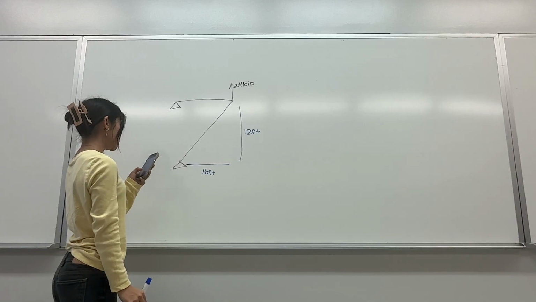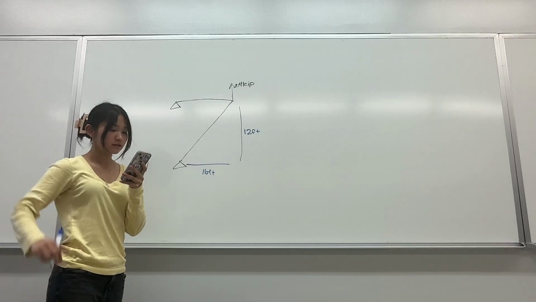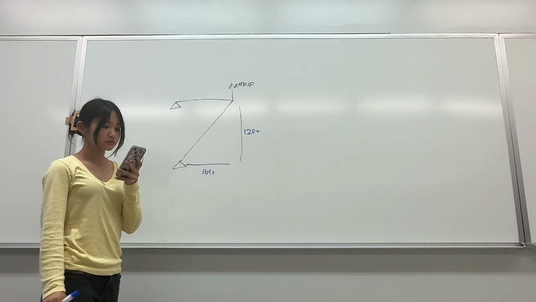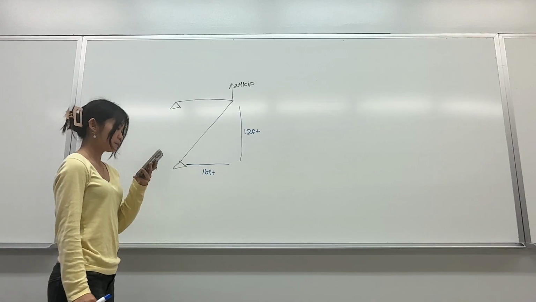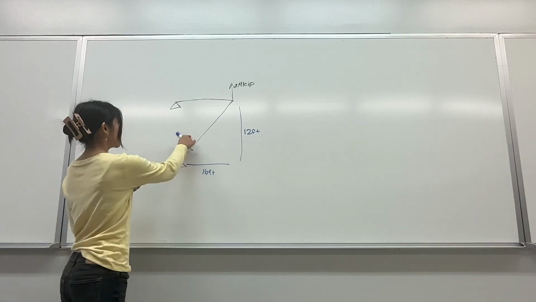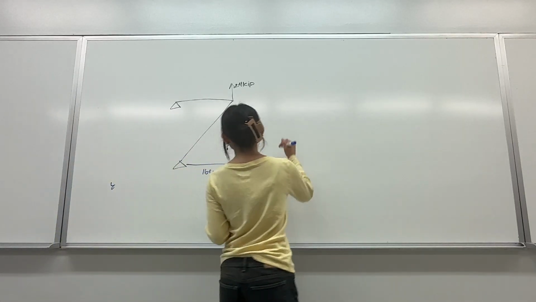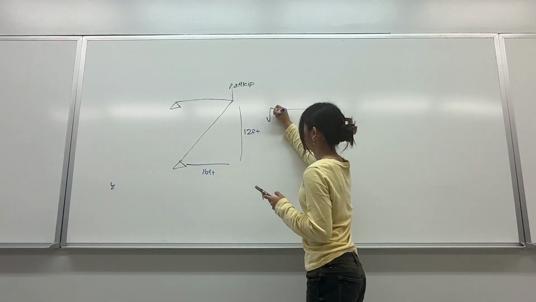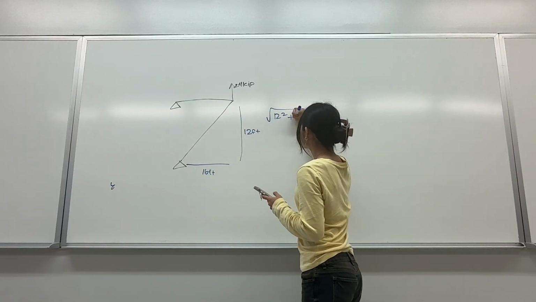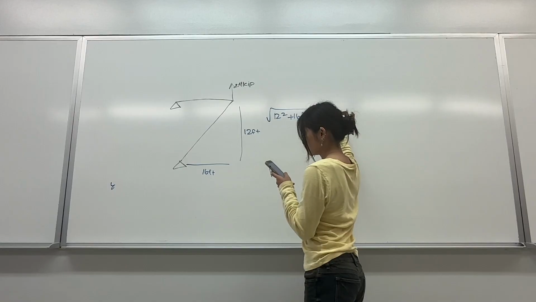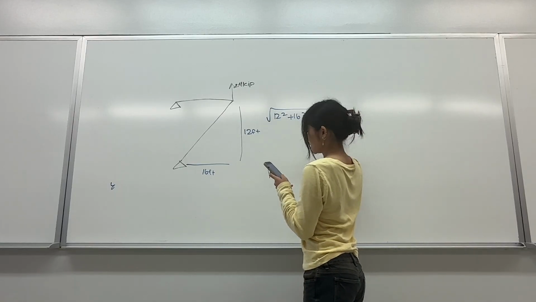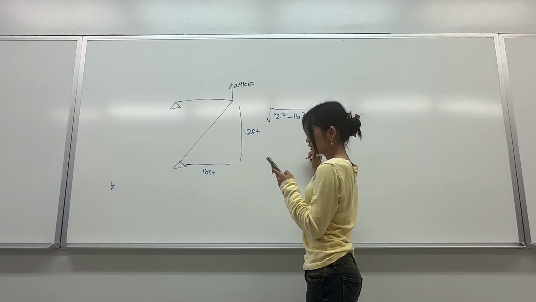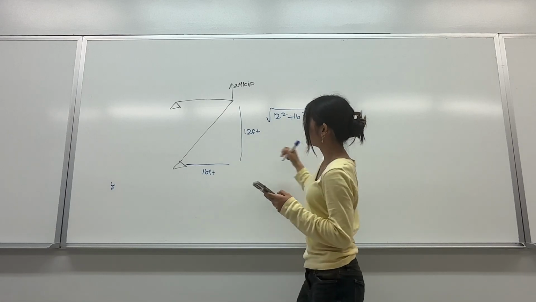The problem is to determine the minimum required diameter D, rounded to the nearest 1/4 inch, for bar AB, given that the allowable stress is 10 ksi. First of all, you can find this length right here: 12 squared plus 16 squared gives that length, which we got as 20 feet.